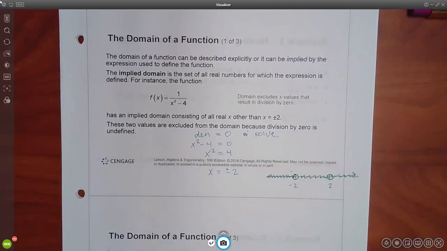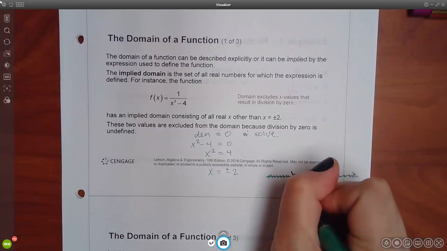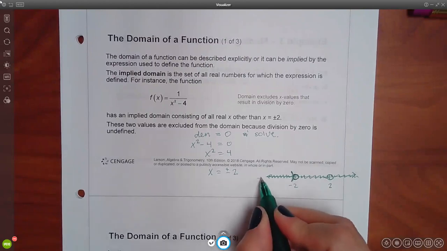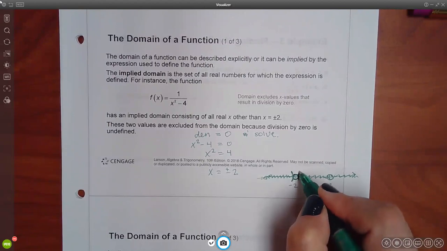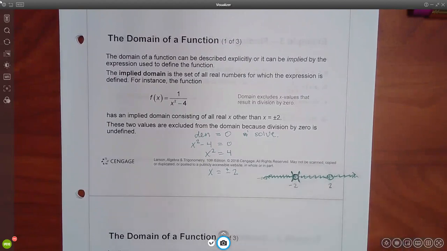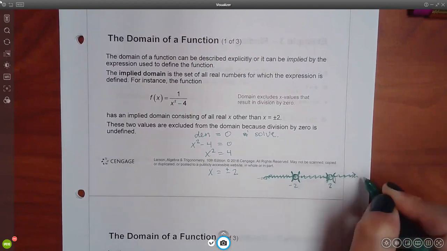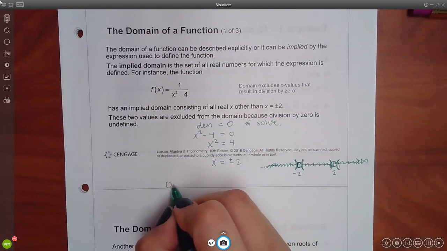How do I write that in an interval? Because this is missing, it has to be a parenthesis, because it's completely missing. We already know negative infinity is over there. The same thing on the other side, it has to be a parenthesis. It can't be a bracket, because a bracket means I can have negative two. Then a parenthesis over here and a parenthesis over there, and we know over here is positive. So what does the domain look like in interval notation?